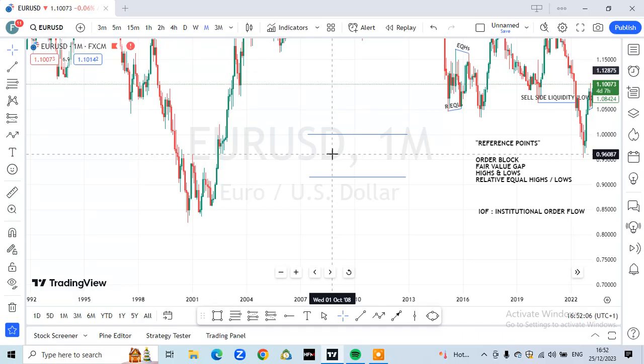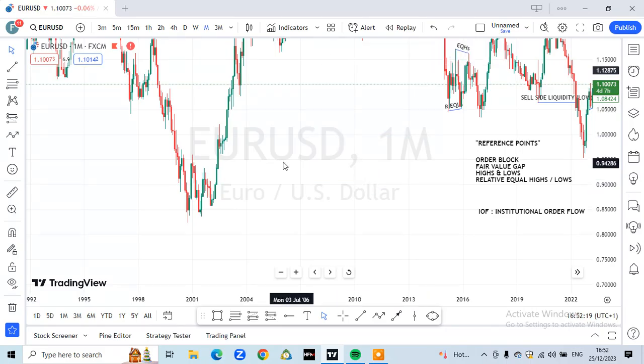Do you see what I'm saying? Okay, let me take this out. I think I've explained what this is. Okay, so let's pick this tool. This is a horizontal line.